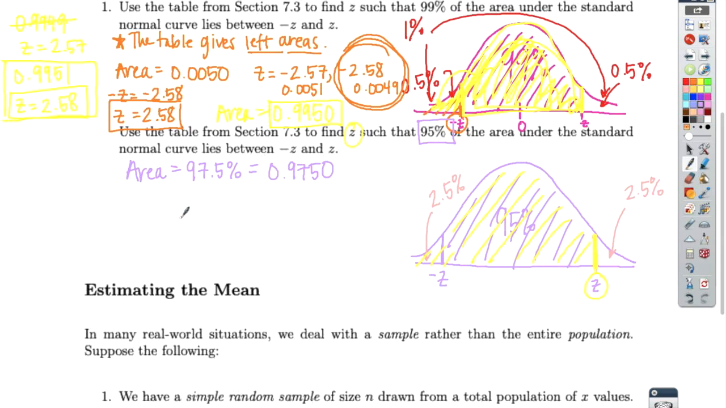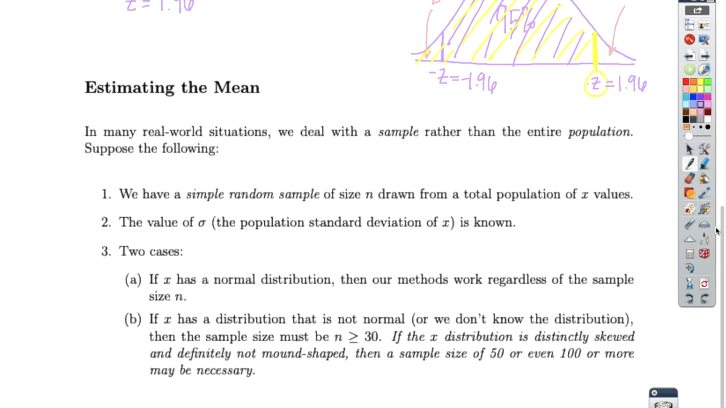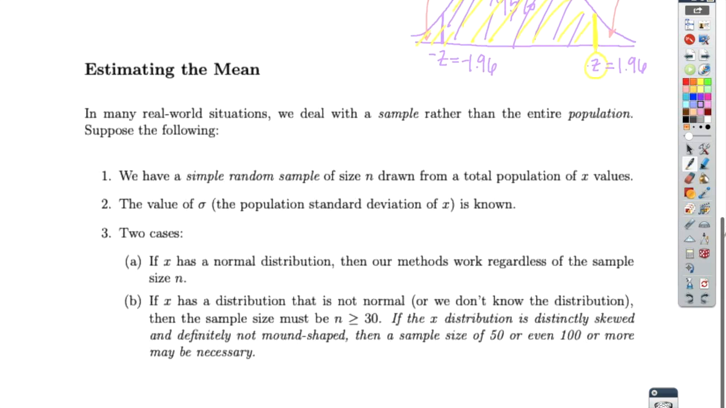0.9750 shows up exactly in my table under a z value of 1.96. So that's what this is. This z-score is 1.96, which makes negative z equal to negative 1.96. And between those two values, between 1.96 and negative 1.96, lies 95% of the area under the standard curve. Okay, so that's going to come back in later, although we don't really have to do that too many more times, maybe any more times.